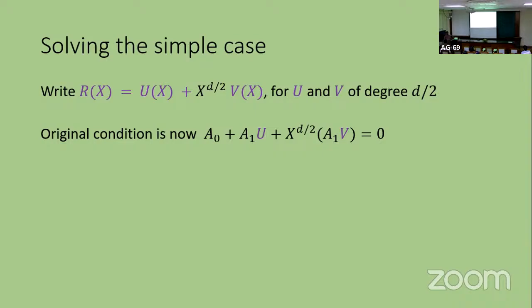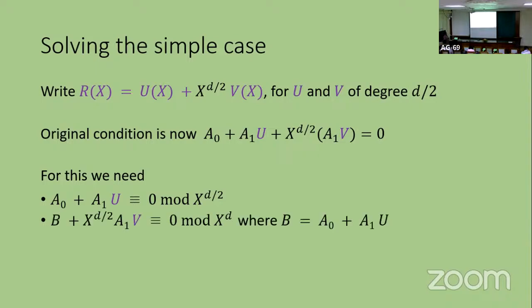If you can smell a divide and conquer on the horizon, you're right. There's a divide and conquer. So there's a low degree part to the left and a high degree part to the right. We need this part, A naught plus A1 U, equal to 0 mod x to the d. And for the second part, if we call A0 plus A1 U as B, then we need B plus x to the d by 2 A1 B equals 0 mod x to the d.